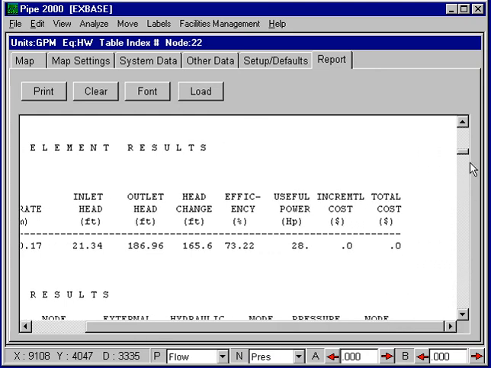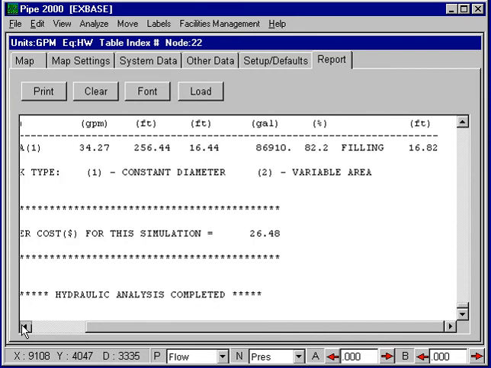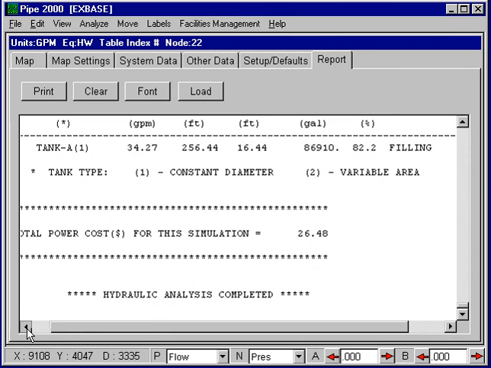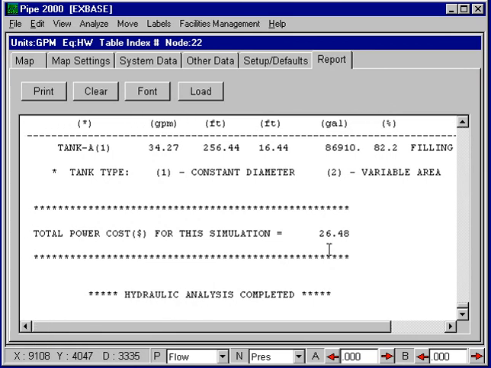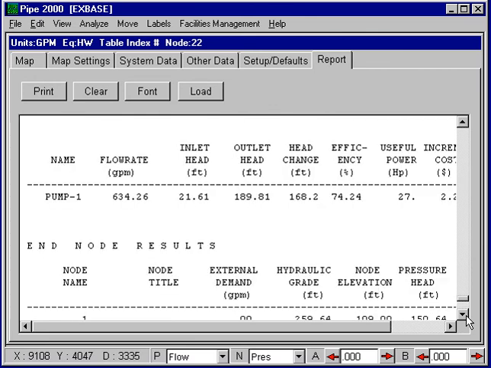So as we go down to the end of the simulation, we can see that the total cost for the power for this particular simulation was $26. And if we go up a couple pages, we'll see the cost for that particular hour, the incremental cost. So these are some features of Pipe 2000 for cost calculations that will prove useful in a number of applications.